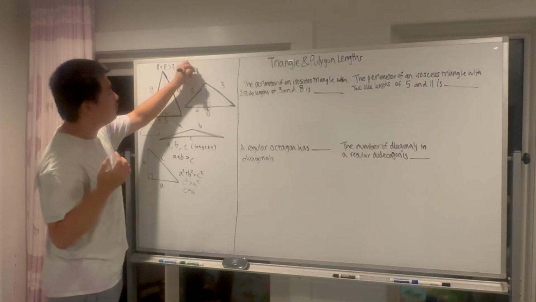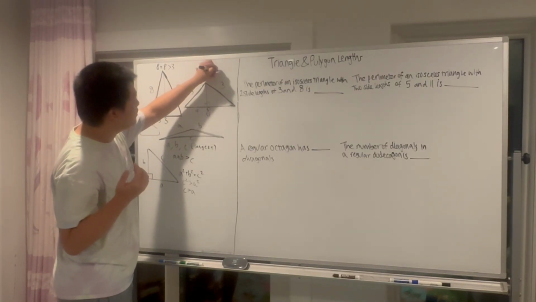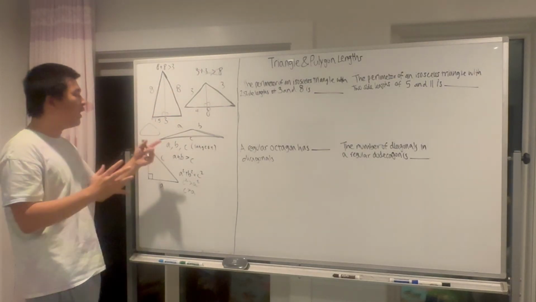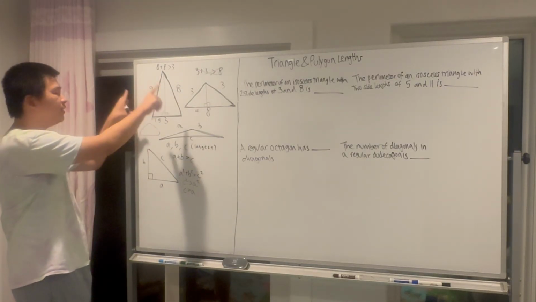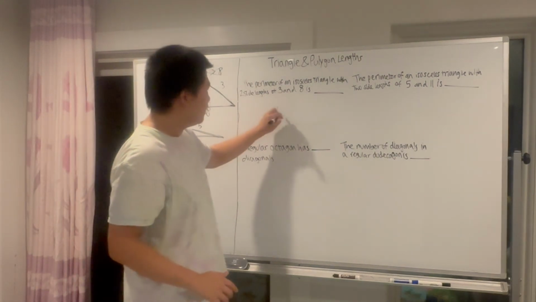But here, 3 plus 3 equals 6 is not greater than 8. So this triangle does not exist, which is why we can say that there is definitely one perimeter only, which is 8 plus 8 plus 3, which is 19.